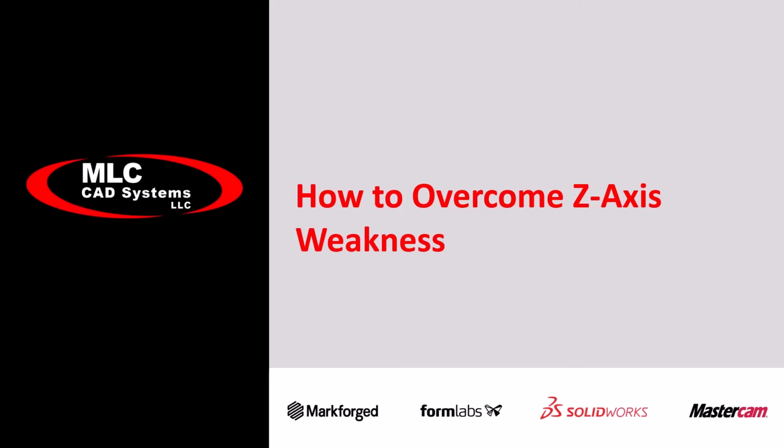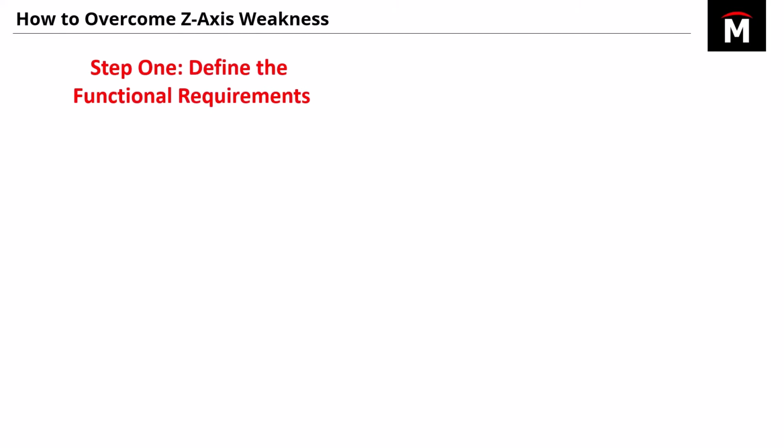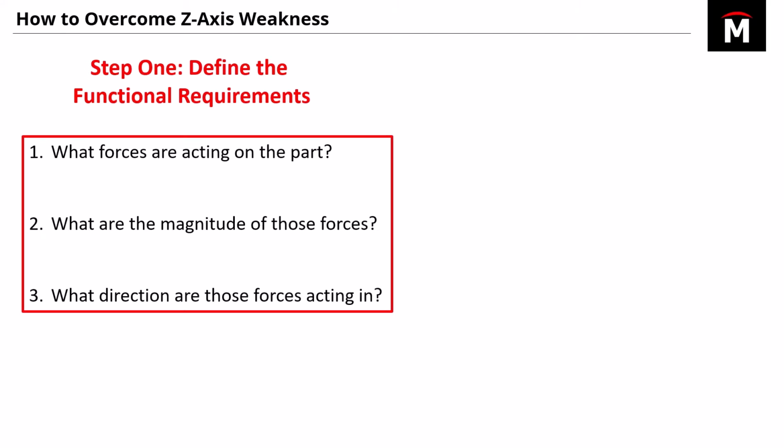Let's finally start talking about options to overcome this weakness, and that way we can take full advantage of our 3D printers. Steps 1 and 2 are relatively basic. Before you do anything, you really want to define the functional requirements for your part, and that's where you find out what the forces are that are acting on it, what the magnitude of those forces is, and what direction those forces are acting in.